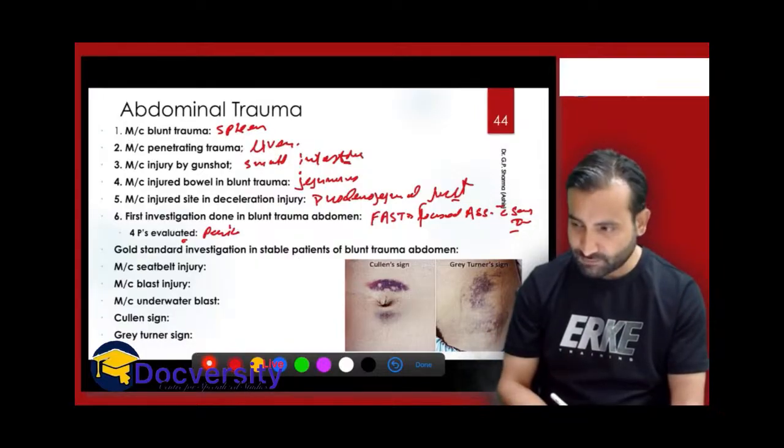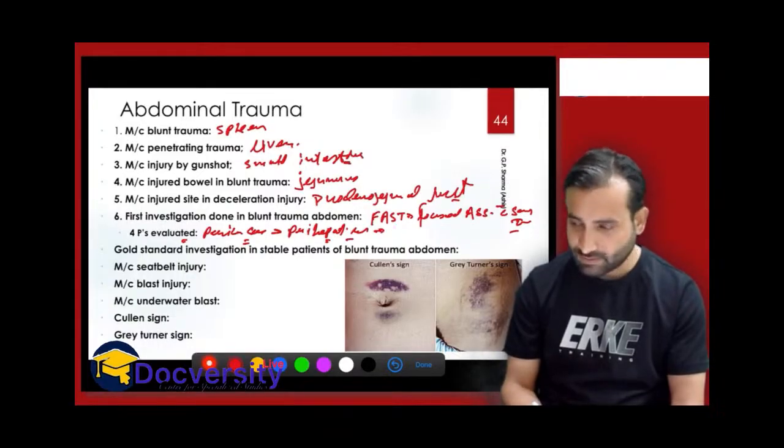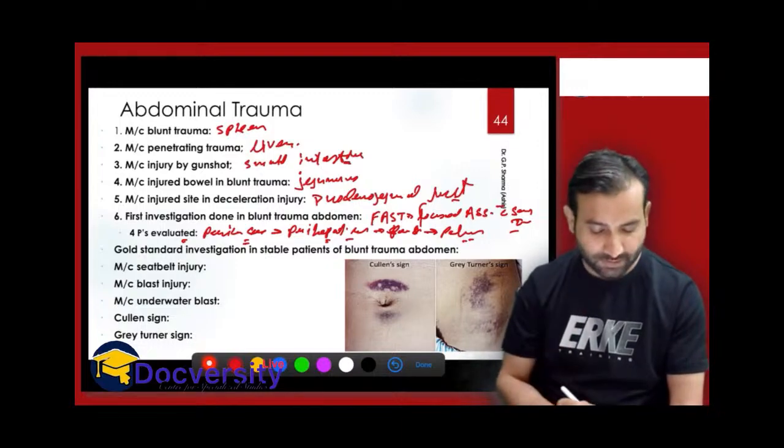What is that 4 P's? 4 P's means pericardial sac. After that we see the perihepatic region. That means heart, liver, and perisplenic region, spleen, perisplenic region, and then we go for the pelvis, right? So we assess 4 P's in the first scan. They will ask in the exam.